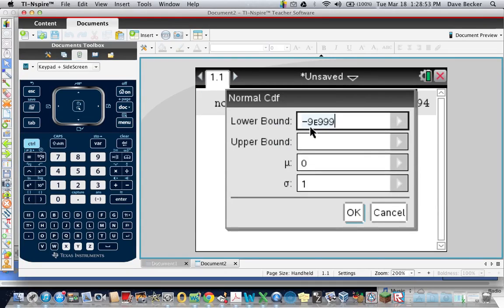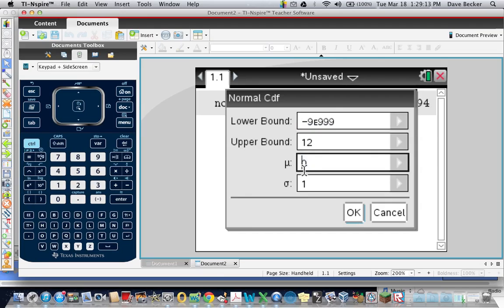That's negative 9 times 10 to the 999th power. So that's as close to negative infinity as we can get. So that's negative 0.000, that would actually be 998 zeros. That's our lower bound. Our upper bound is 12.